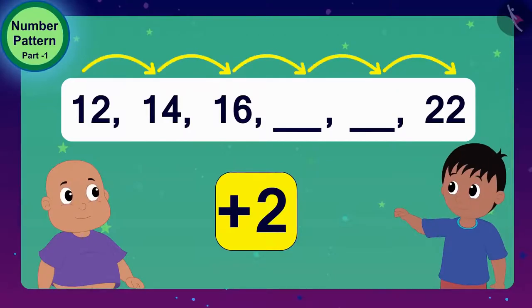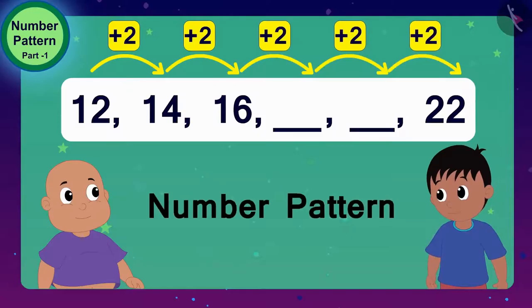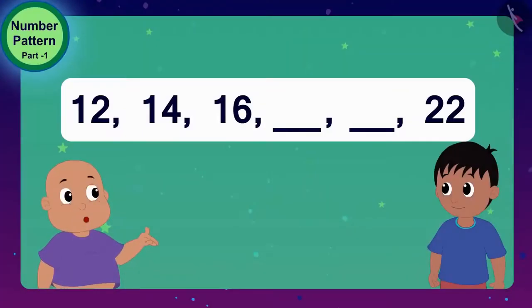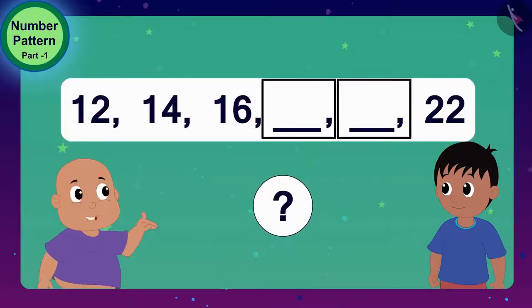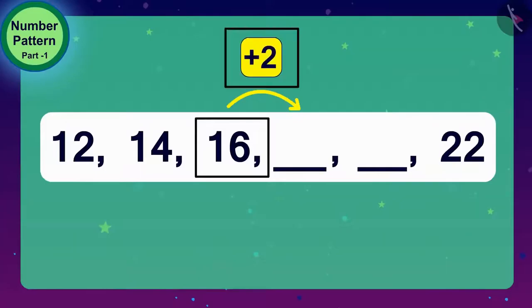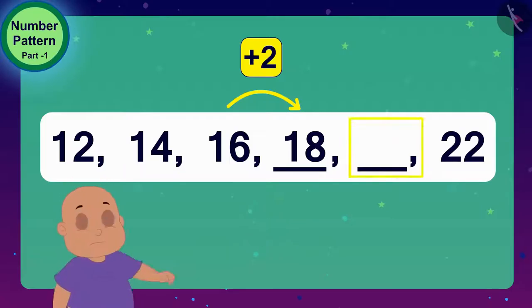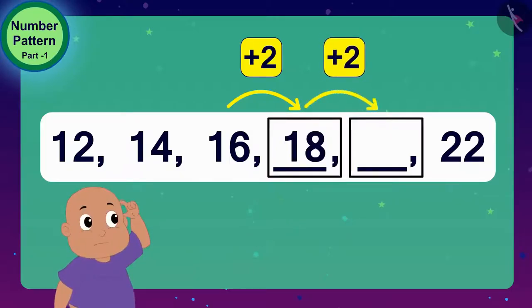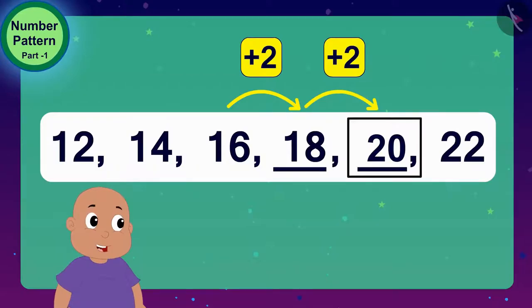And Bablu, do you know such groups of numbers in which numbers follow a particular rule? We call them number patterns. Hey, wow, Raju. This number pattern is so interesting. So, what do we have to do to get the next number in this number pattern? We have to add 2 to 16. Then, 2 added to 16 is 18. Bablu, now can you tell what will be the next number? Add 2 to 18 and you get 20. Raju, we have solved the first riddle.